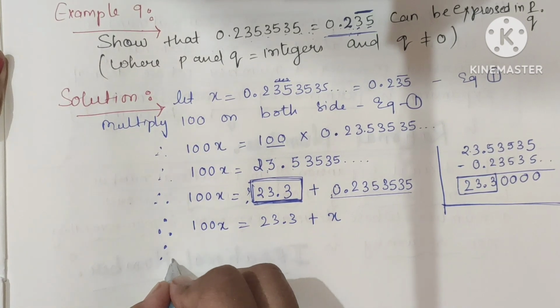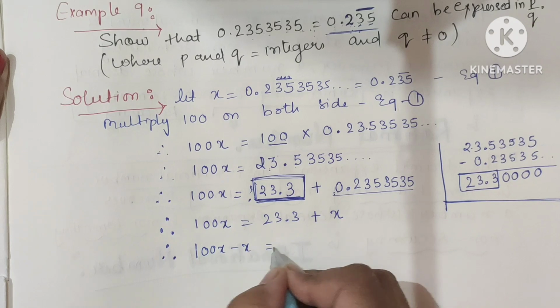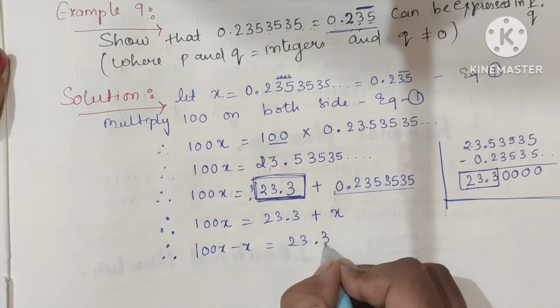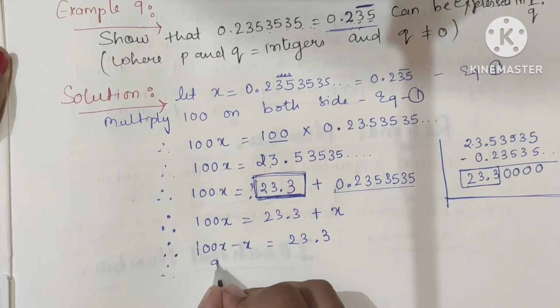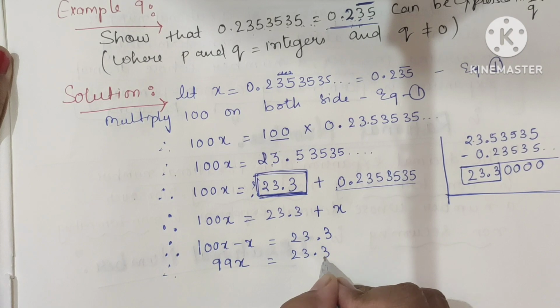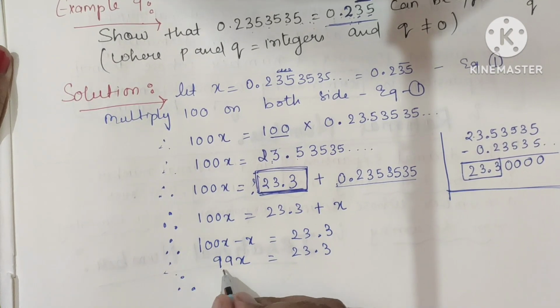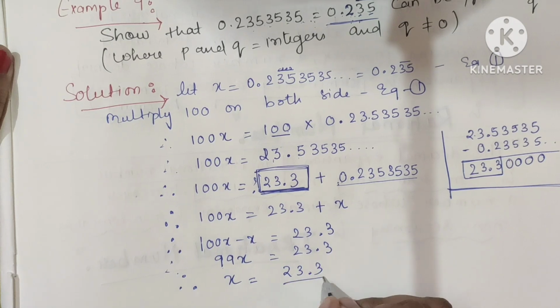Therefore, 100x minus x is equal to 23.3. Therefore, 99x is equal to 23.3. Therefore, x is equal to nothing else but 23.3 upon 99.